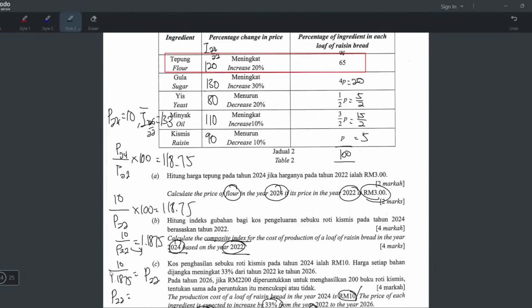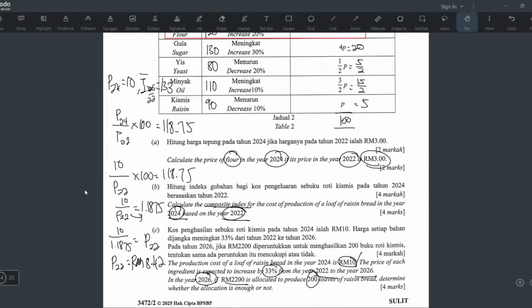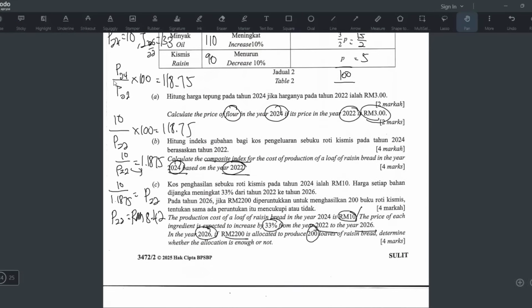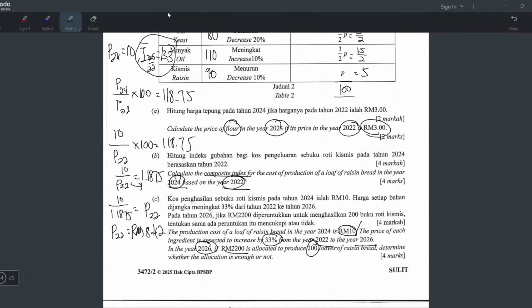Okay, my calculator gives me 8.421. But it's a price, so we just have to write two decimal places. So 8.42 is enough. Okay, after getting the price in 2022, now it's time to find the price in 2026 by using this info. Yeah, because I'm trying to find the year 2026 price of the bread.